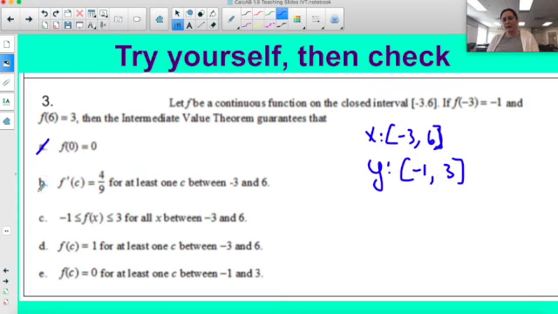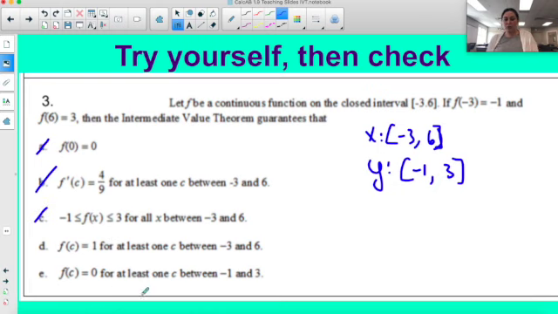This is talking about the derivative. We haven't even learned that. All the y values have to be between negative 1 and 3? That's not necessarily true. We just know that every y value between negative 1 and 3 exists, but it could go below negative 1. It can go above 3. We just don't know that.